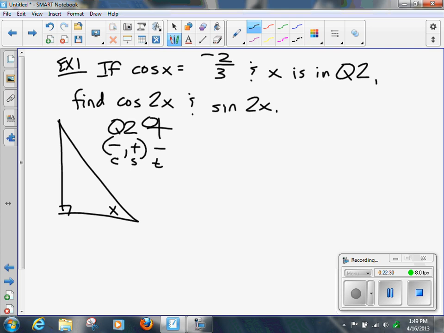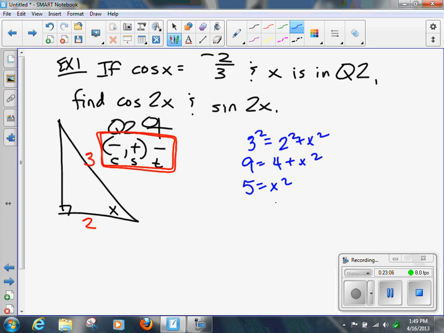And then what am I going to do? All right. Cosine, some old horse caught a horse. What's 2 and 3? 2 is the adjacent, 3 is the hypotenuse. Ooh. What now? I got to find the third side using the Pythagorean equation. So 3 squared equals 2 squared plus 9, 4, 5, root 5. Do you guys agree with that?